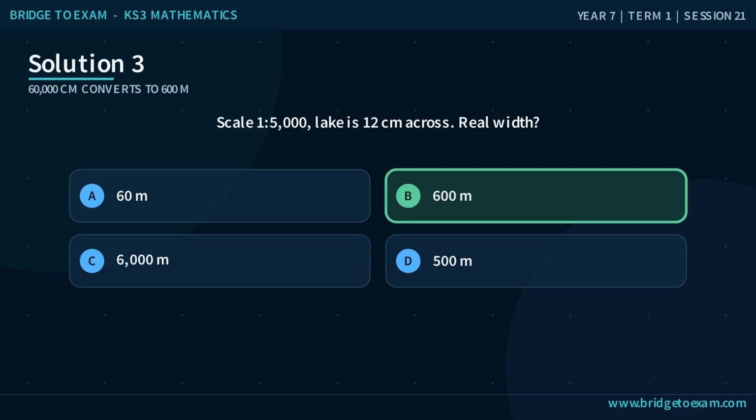Option B is correct, 600 meters. 12 times 5,000 is 60,000 centimeters, which is 600 meters.